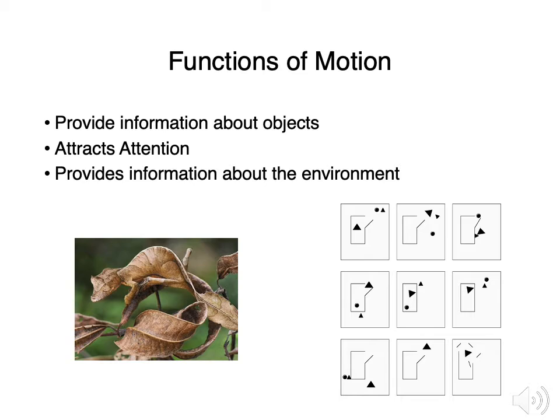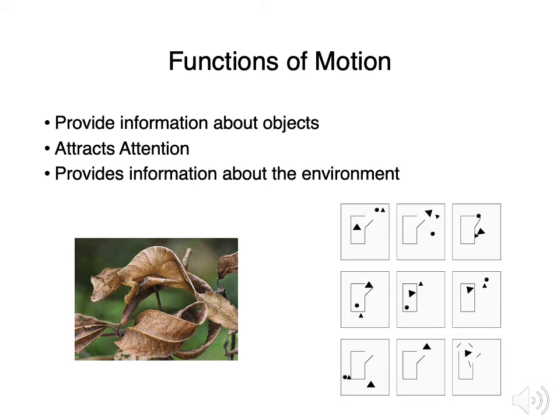And lastly, motion perception provides information about the environment. As you navigate through your day, you encounter many objects in your environment that are moving and provide information about the context of those situations. For example, if you walk past a crowd of people talking, you can get a sense of the intensity of the conversation based on their gestures.